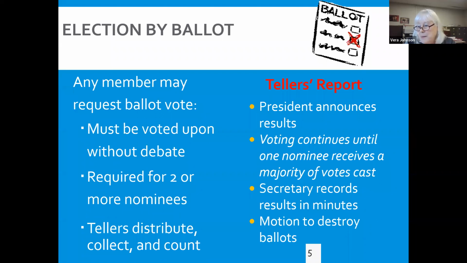If a member requests a ballot vote for any office, the request must be recognized and the election is held by ballot. A nominee must receive 50% plus 1 of votes cast to win the election. When there are 2 or more nominees for an office, the election must be held by ballot.